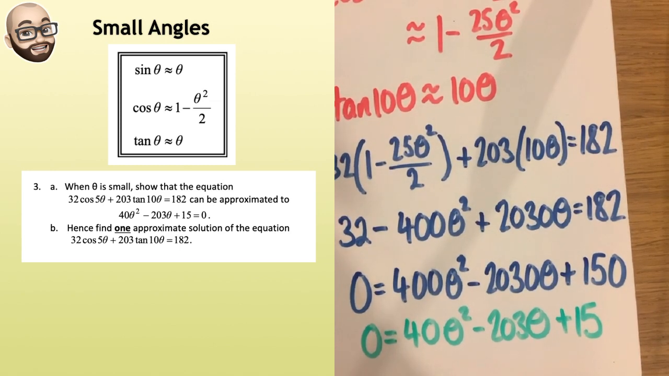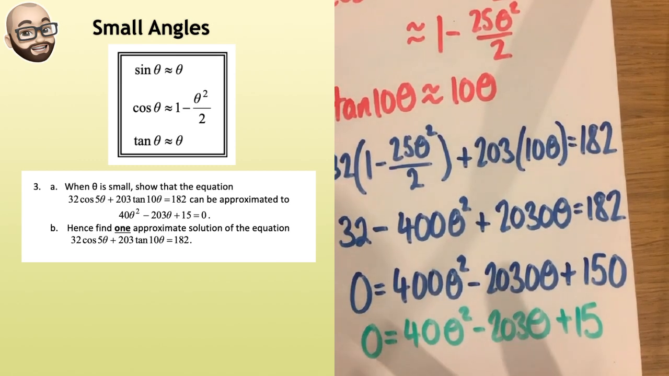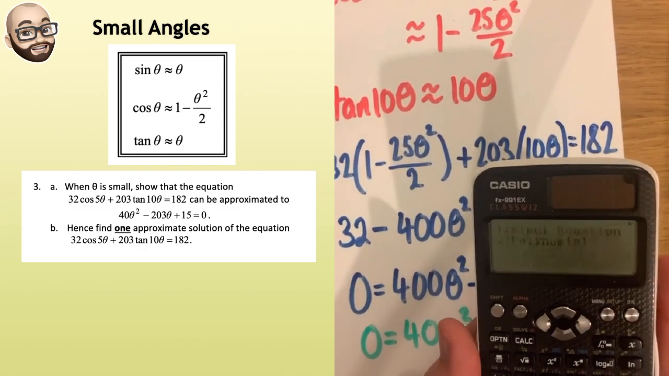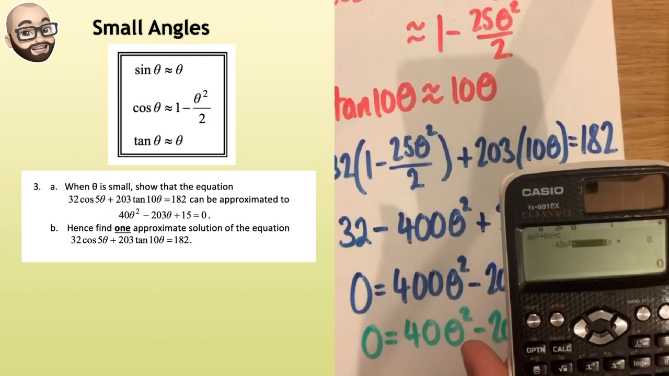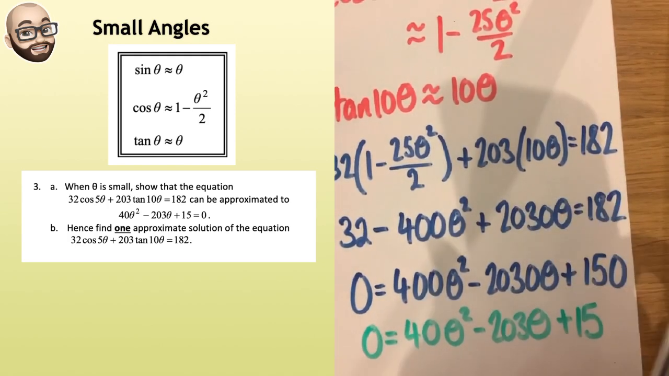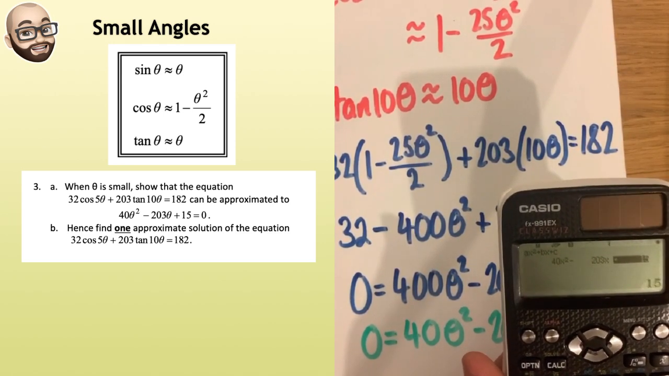Now for part B it says, hence find one approximate solution for the very first line. So we know it's the same as this green line at the end. So if we can solve the green one, we can solve the original. Well, that's a quadratic, so let's plug it straight into our calculators. Polynomial. We've got 40 theta squareds minus 203 thetas plus 15 equals.